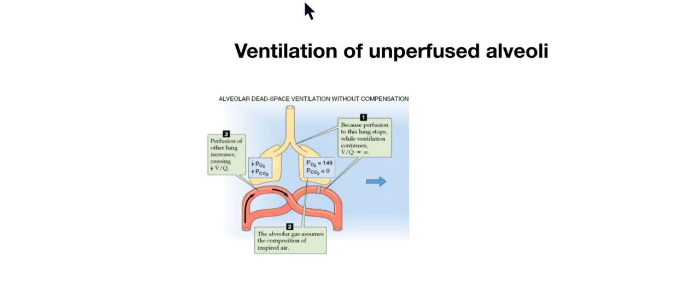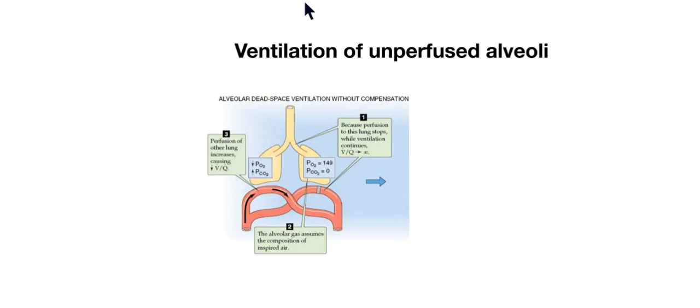Okay, so all these are really saying is that you're going to end up with a decrease in the VQ ratio because you are hyperperfusing. So perfusion on your healthy side is going to go up, because the blood that should have gone through the blockage now can't.